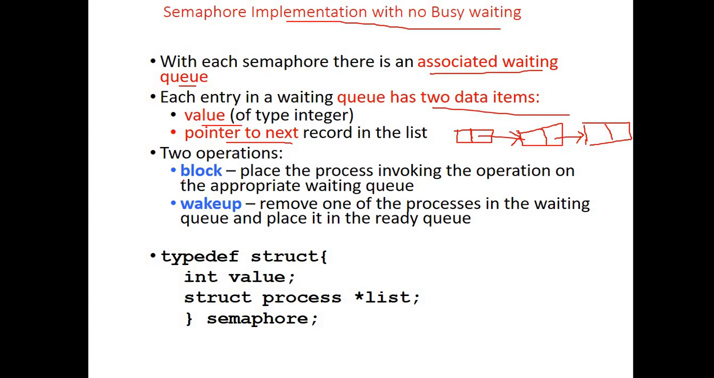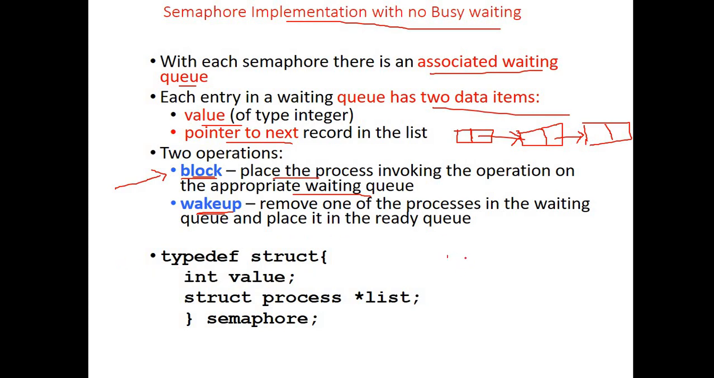These operations are implemented by using the block and wake-up function calls. The block function makes the process enter into an appropriate waiting queue. A wake-up function removes one of the processes from the waiting queue to start its execution.